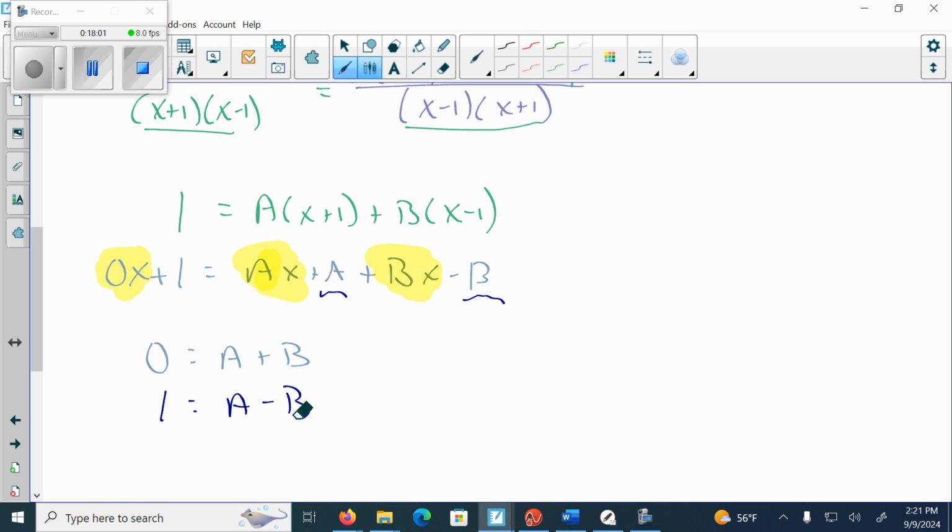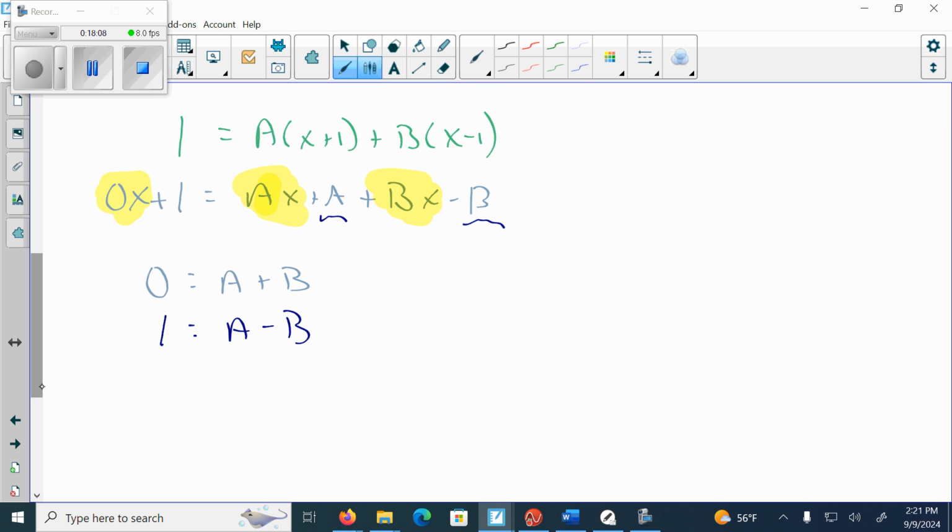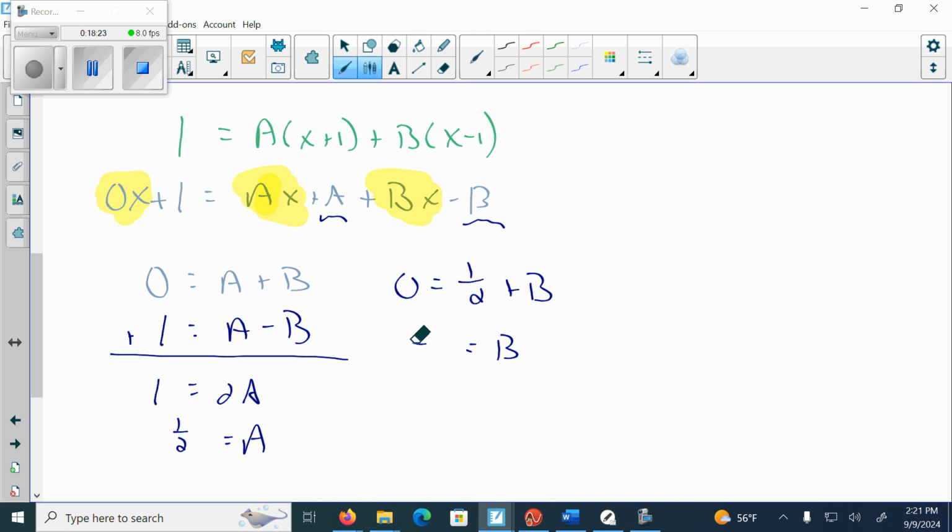Now I have two unknowns and two equations. That would be a system. And I could solve that system fairly easy, could I not? So I'm going to have 2A is equal to 1, A is equal to 1/2. And then put that back into either one. Let's say I put it back into this one. 0 is equal to 1/2 plus B. B is equal to negative 1/2. And then that's going to be the same work from that point on to the rest of it.